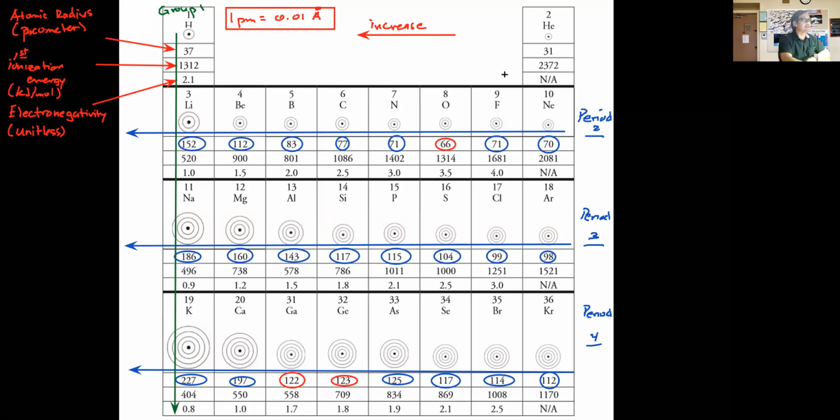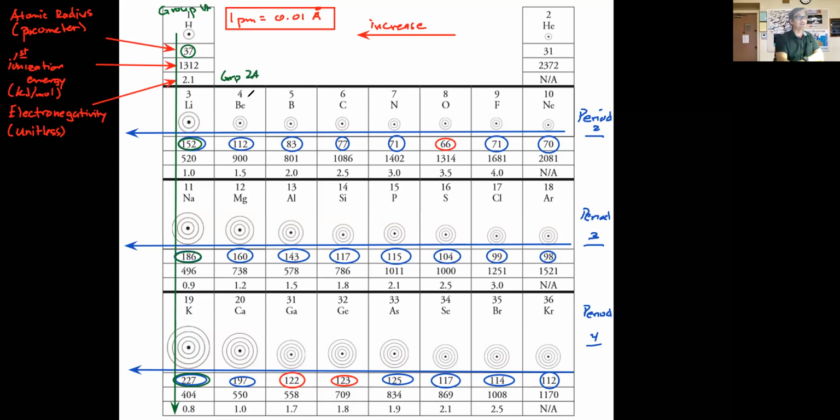We see that with hydrogen here, we start out at 37 picometers. We have 152 for lithium, 186 for sodium, and 227 for potassium. It looks like here for group 1, the trend holds almost completely. So we see that the size increases as we go down for group 1A. Let's take a look at group 2A, the alkaline earth metals, and examine what we have here.